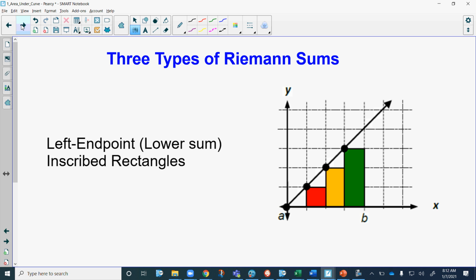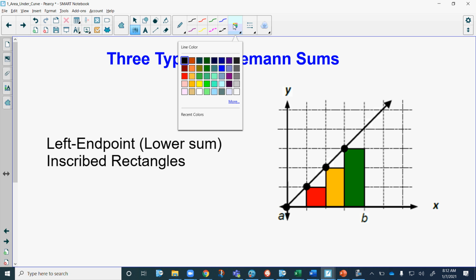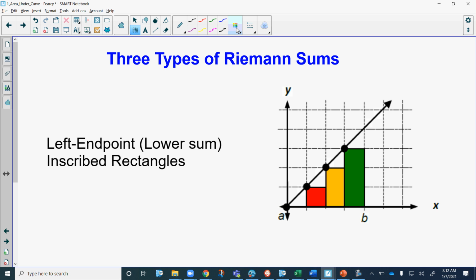So the left-hand rule says that the left corner of the rectangle must be touching whatever the curve happens to be. In this case, we just have a line. So the left-hand corner of each rectangle is the only part that's going to come in contact with the curve. Now, of course, here you can see that the height of the rectangle at the very beginning is 0. So the way that I would approximate the curve is just with the sum of those 3 rectangles.